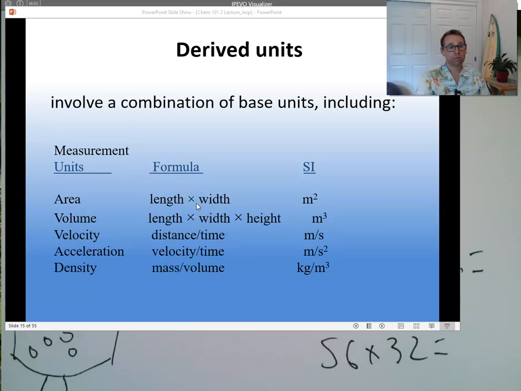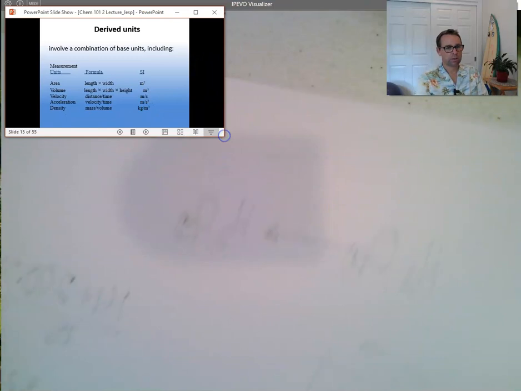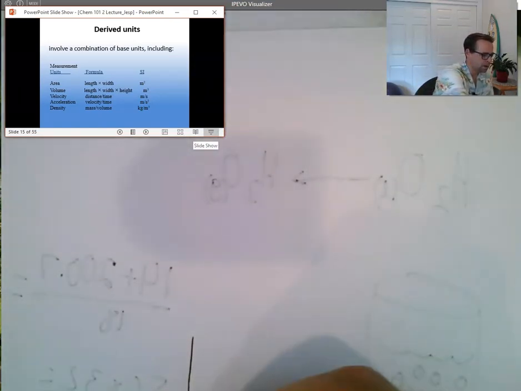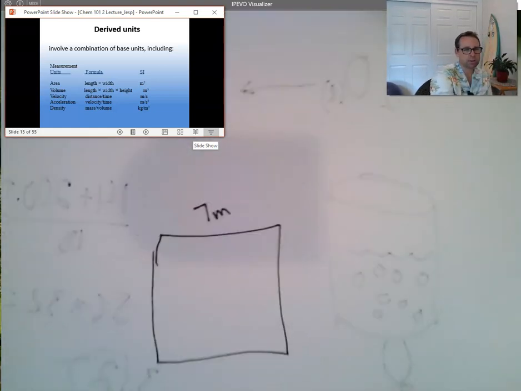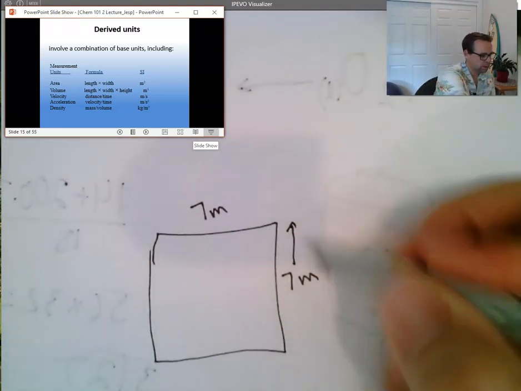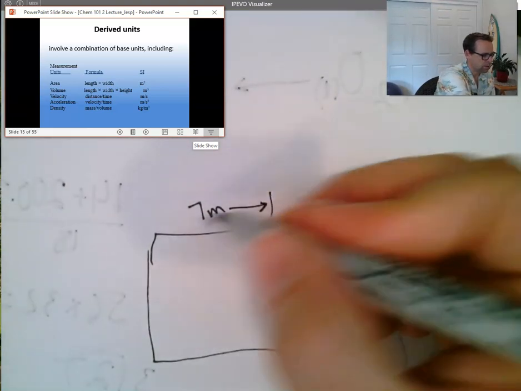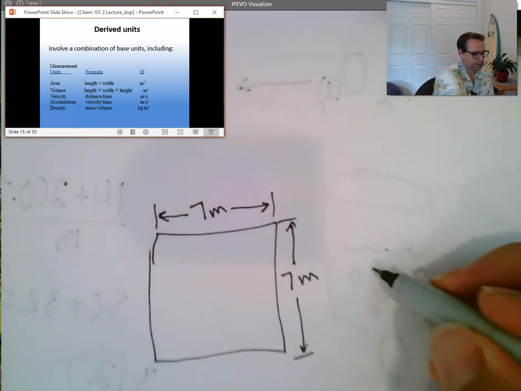You can also make new units by multiplying the units together. So, for example, if I have a square and I would like to know what the area of that square is, and it says here that this side of the square is 7 meters and this side is 7 meters, right? These are the lengths of these sides. Do you know how to find the area of that square? Yeah. What is the area? 7 times 7 equals 49.